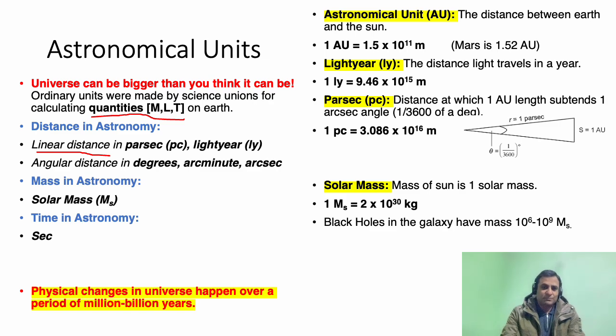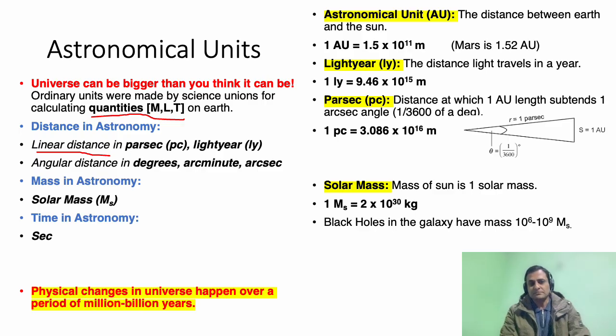So before we move to describing the units, keep in mind that the physical changes in the universe happen over a very long time, much longer than the human lifetime. The time period over which the physical changes appear in the world is on the order of a million to a billion years. Sometimes it's a problem, because that really means that you cannot see things happening in real time, of course, but this is just the way nature works.